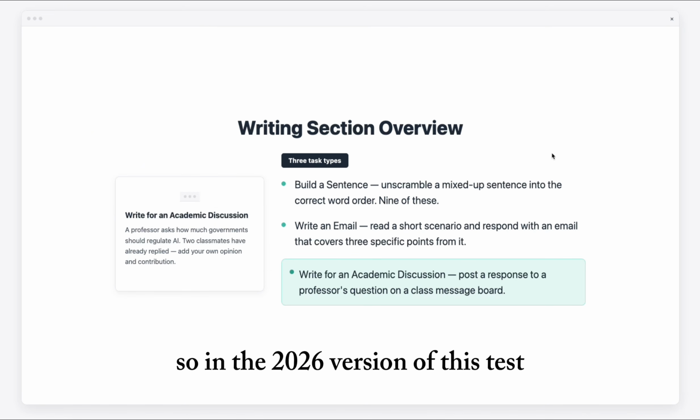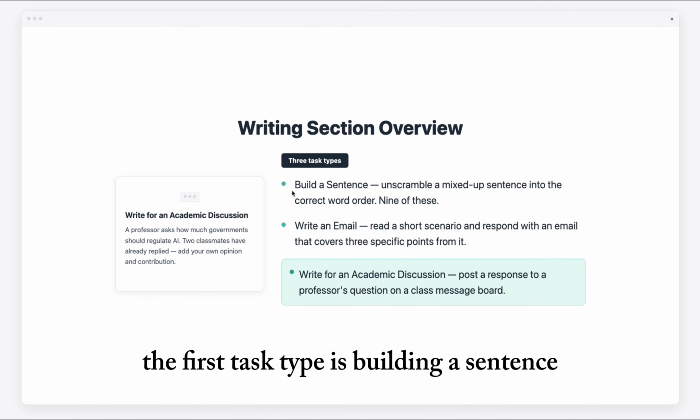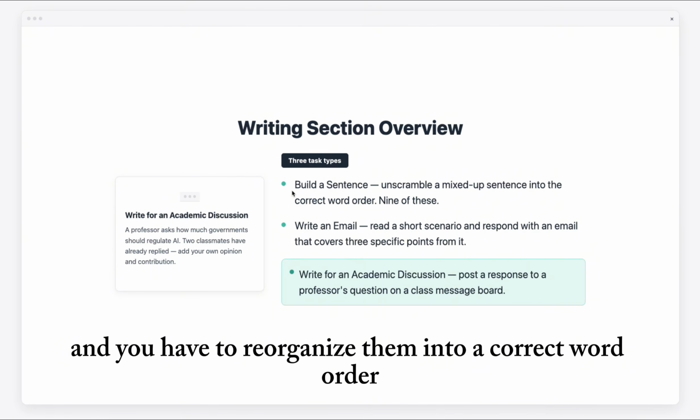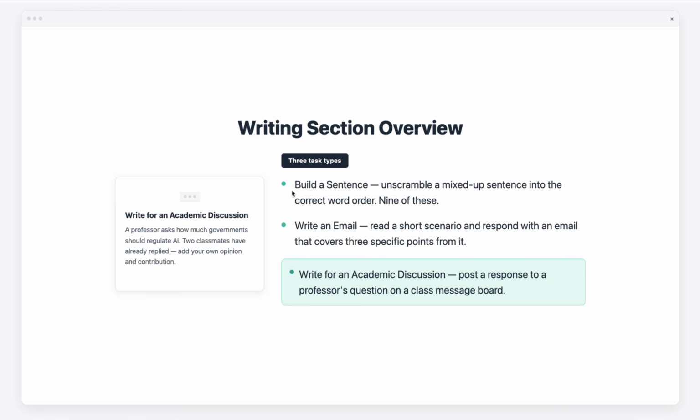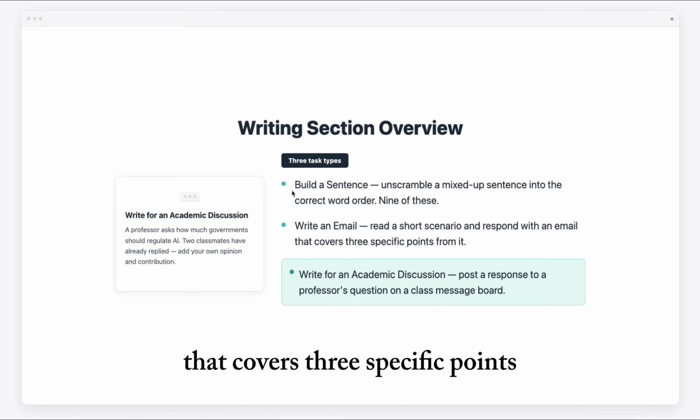So in the 2026 version of this test, it's a new version of the test, and there are 3 different task types. The first task type is building a sentence. You have to take a bunch of scrambled words and reorganize them into a correct word order. The second section is to write an email where you read a short scenario and you have to respond with an email that covers 3 specific points from it.